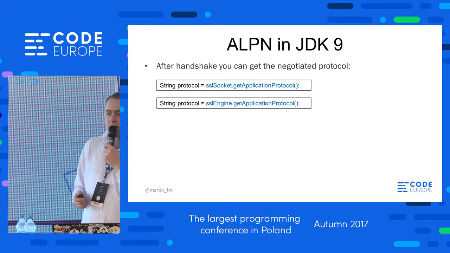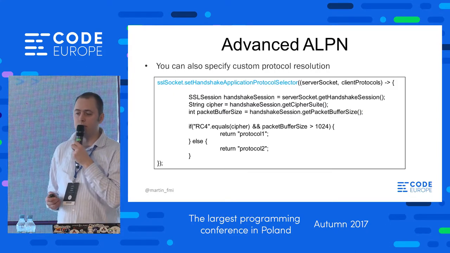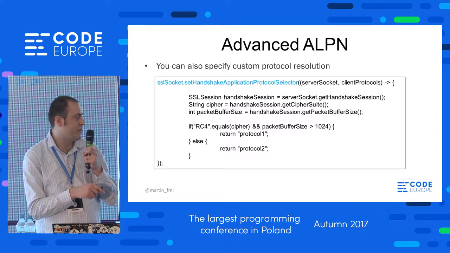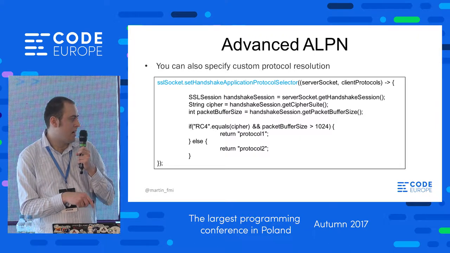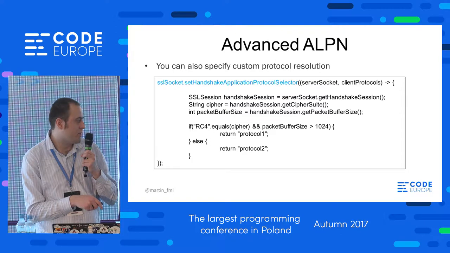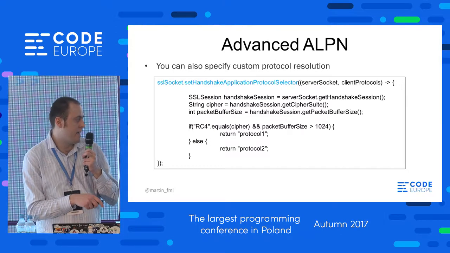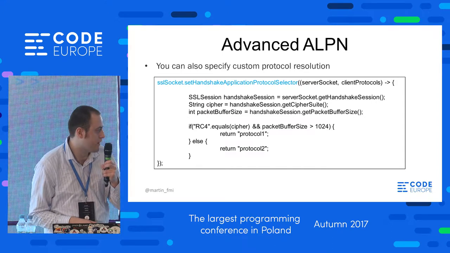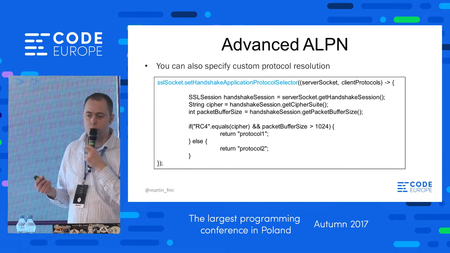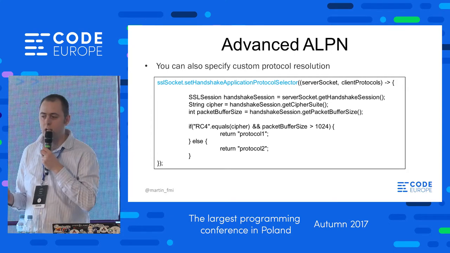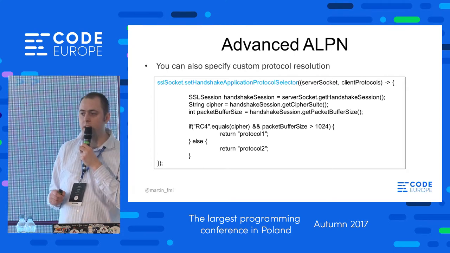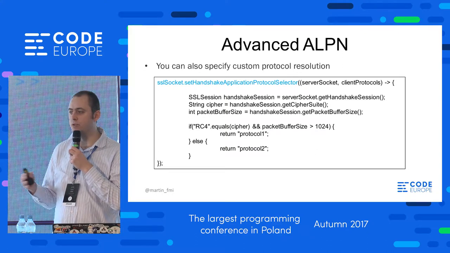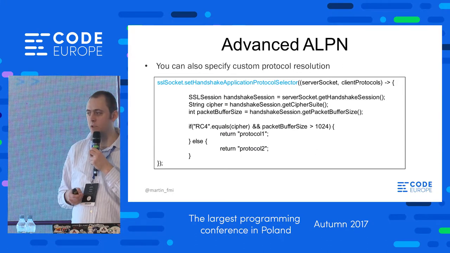Also, you can do some more advanced application protocol name resolution by setting the so-called handshake application protocol selector. In that particular example, if the cryptographic cipher being used is RC4 and the size of the packet buffer is bigger than 1 kilobyte, then I return protocol 1, otherwise I return protocol 2. As you can see, this is a bit more advanced way to establish how you choose the application protocol that's used during the TLS communication.